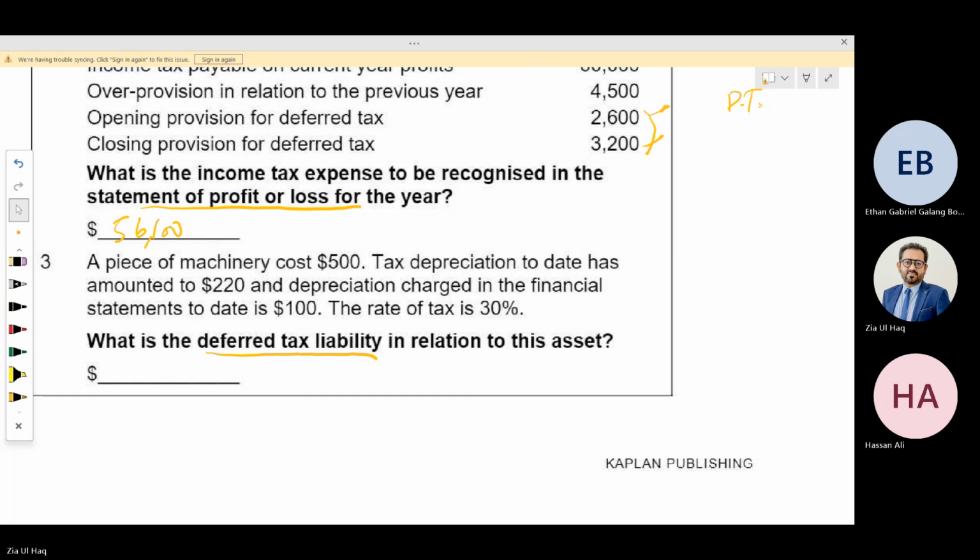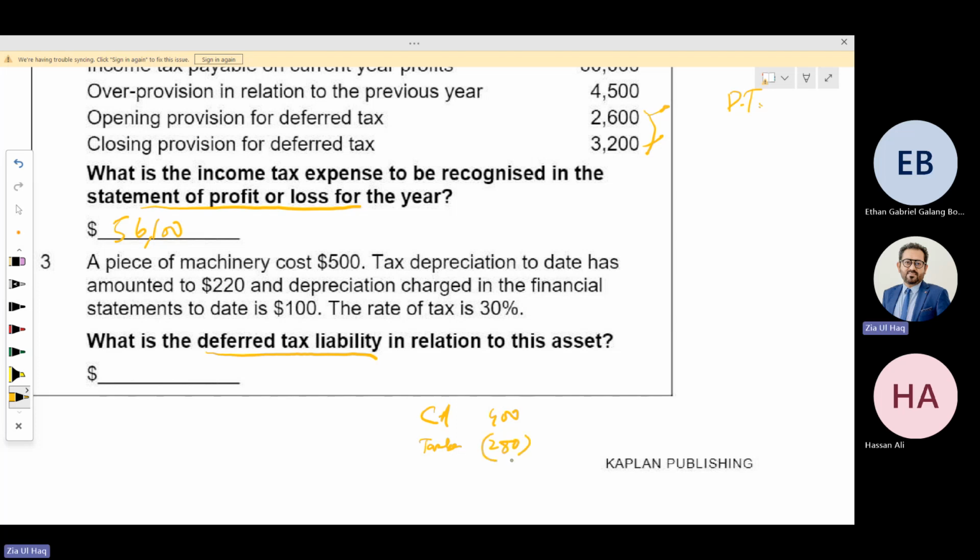How much? A piece of machinery cost 500. Tax depreciation to date has amounted to 220. According to tax, carrying value is 380. And depreciation charged in the financial statements to date is 100. So carrying amount is 400. And according to them, 500 minus 220 will be the tax base.